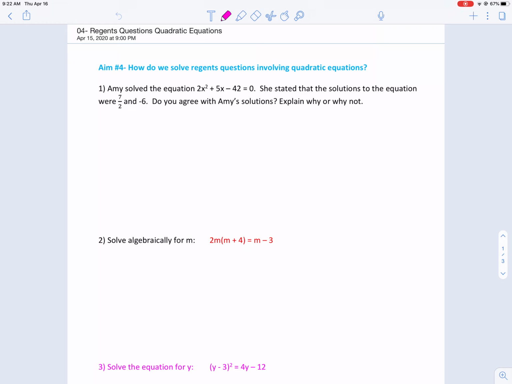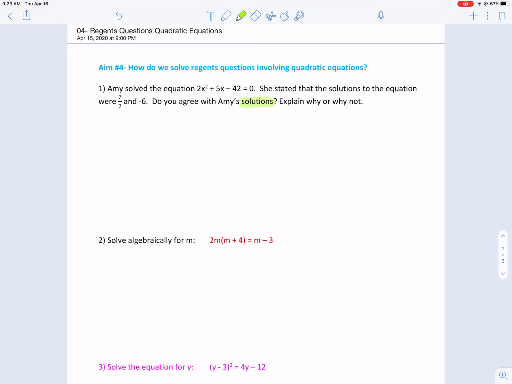Number one was a Regents question a few years ago, and they say, Amy solved this equation, 2x squared plus 5x minus 42 equals 0, and she stated that her solutions were 7 over 2 and negative 6. Do we agree with her solutions? So we have to know what we would be able to do with solutions to explain yes or no. One thing you could do with solutions, the x values, is plug them in to see if it works.